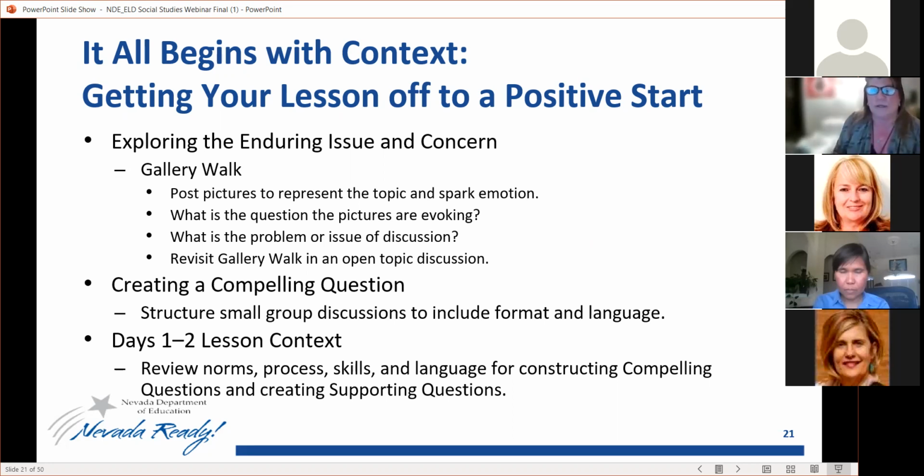When you open this activity, when I was still in the classroom, I loved to open a unit with it, meet it again in the middle, and then meet it again at the end and see how the students' thoughts and opinions and differences changed over the course of the unit. To create a compelling question, we're going to structure small group discussions to include format and language. And this is a 1 to 2 day lesson to get the full extent of a gallery walk.